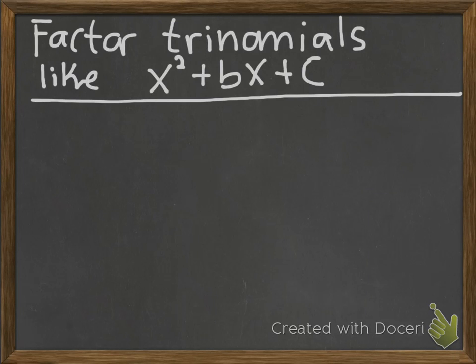Okay, so now let's talk about factoring trinomials. Before, we talked about greatest common factor, and we also talked about factor by grouping, and factor by grouping had 4 terms. What about when you have 3 terms and also no greatest common factor? How can we deal with that?